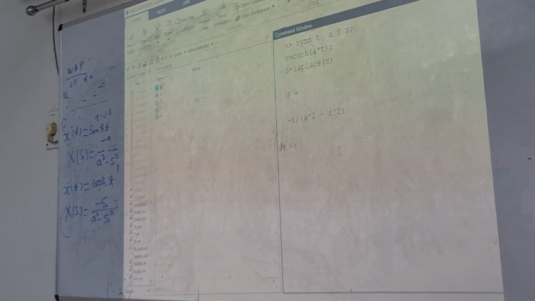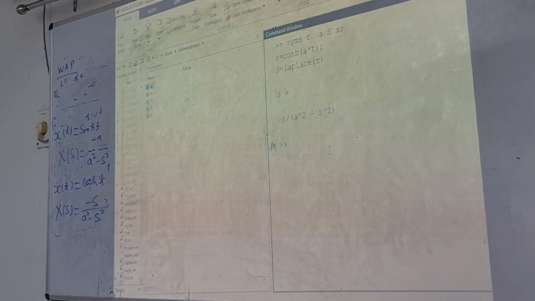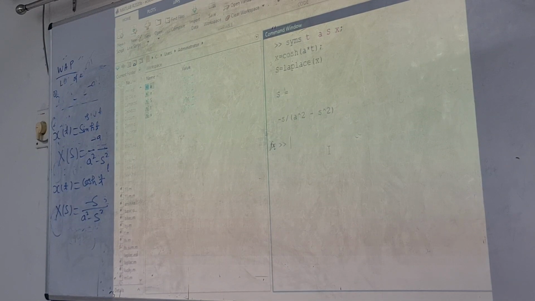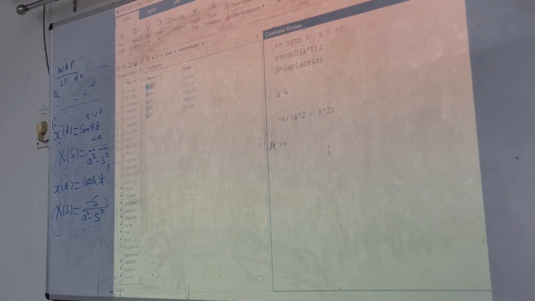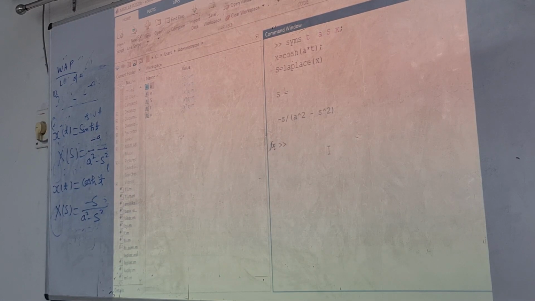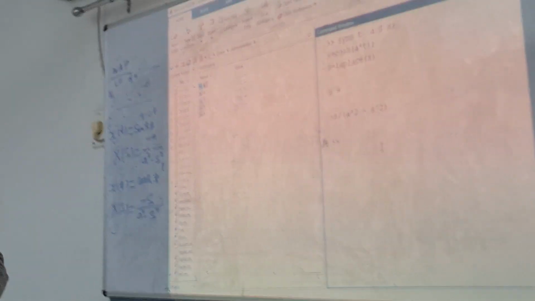Then you find the inverse Laplace transform of the given functions. Simply, you take the inverse commands to find the inverse Laplace transform. You can also find the partial fraction expansion. There are various uses of the Laplace transform in transform domain analysis, and various built-in commands for the Laplace transform. That's all; this is all about the Laplace transform.